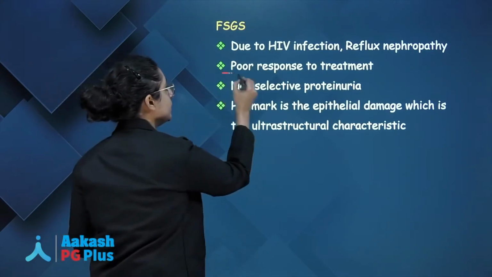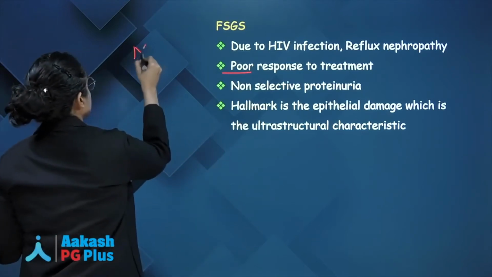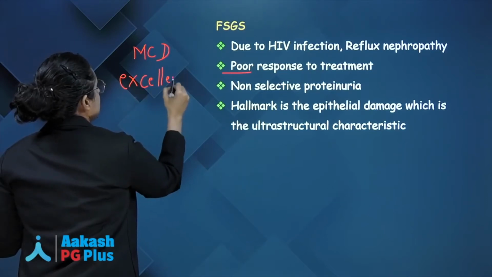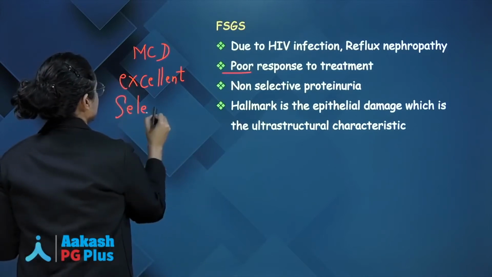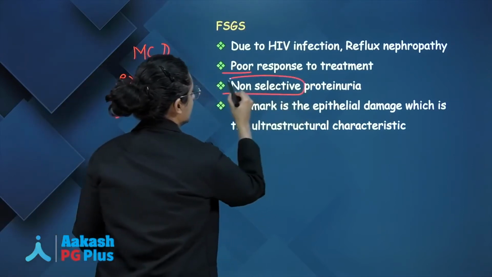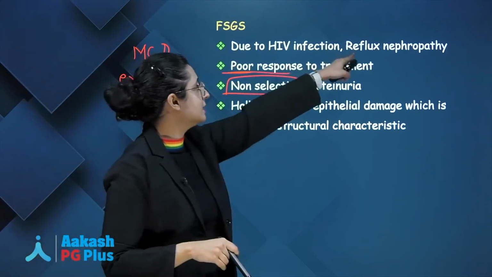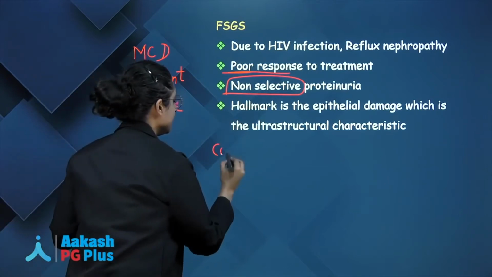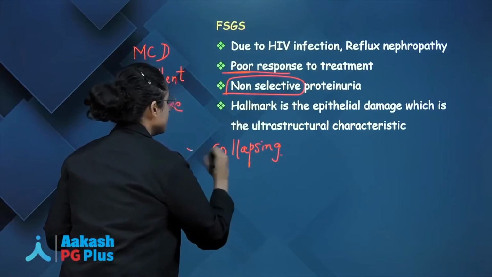Number one, it has a poor response to treatment, unlike minimal change disease where there was an excellent response to steroid therapy and the presence of selective proteinuria, whereas in FSGS it is non-selective proteinuria. So these two important differentiating points we have already discussed. You should remember reflux nephropathy, HIV infection with FSGS and a collapsing variant which has a bad prognosis. These are all the important MCQs we have already discussed.